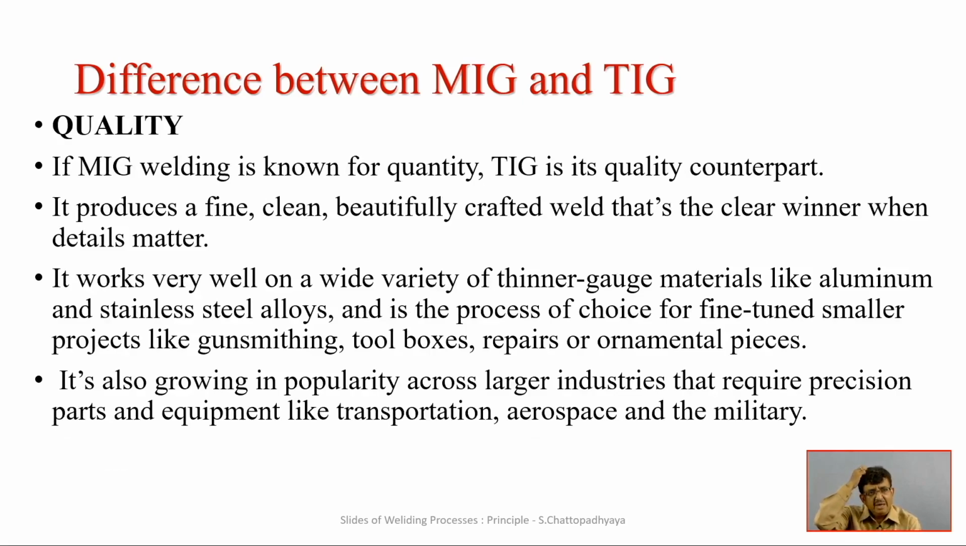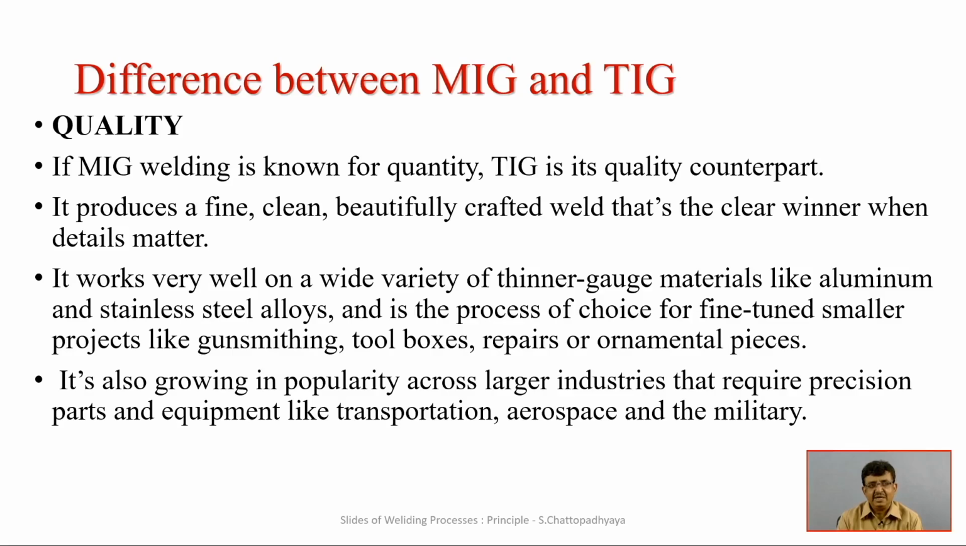MIG welding is known for quantity, but TIG is known for quality. With TIG welding, the bead geometries and other details are much more precise, but MIG is slightly blunt. So, speed is higher, but quality is not that great. For TIG, speed is low, but quality is comparatively better. It produces a fine, clean, beautifully crafted weld that is the clear winner when details matter.